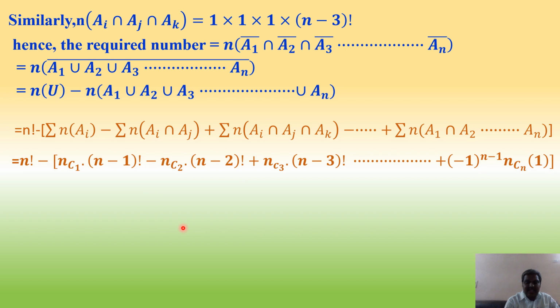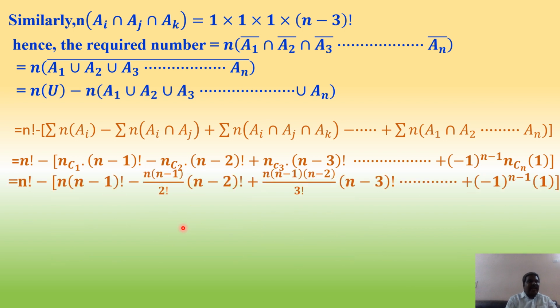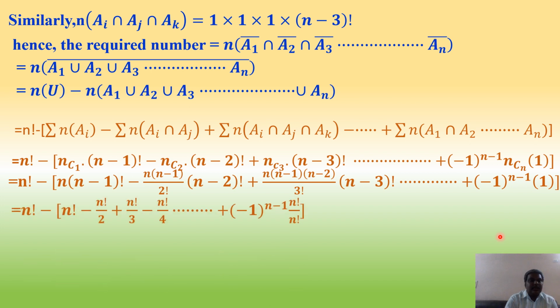And by simplification, we get it in this manner: n factorial minus n into n minus 1 factorial. NC1 is nothing but n. NC2 is nothing but n into n minus 1 by 2 factorial. NC3 is nothing but n into n minus 1 into n minus 2 by 3 factorial, and so on. So n into n minus 1 into n minus 2 factorial is nothing but n factorial. n into n minus 1 into n minus 2 into n minus 3 factorial is nothing but n factorial, and so on. This one can be written as n factorial by n factorial. See, in this manner, n factorial minus n into n minus 1 factorial is n factorial, and so on. Minus 1 whole power n minus 1 into n factorial by n factorial.